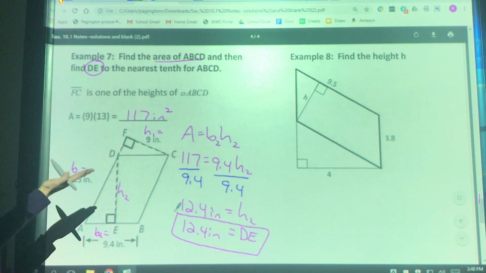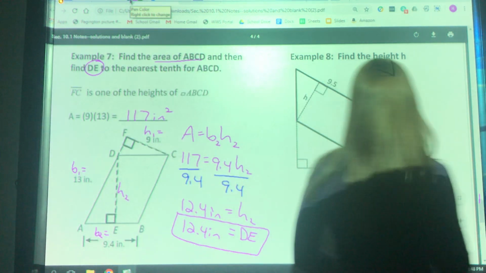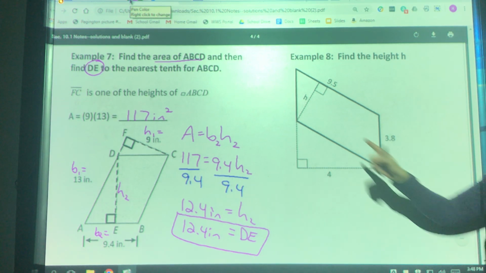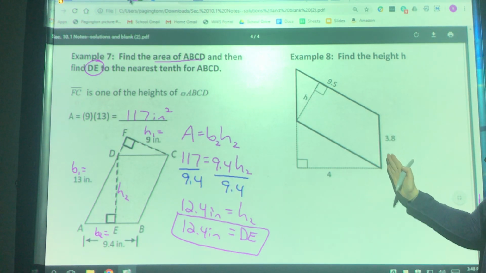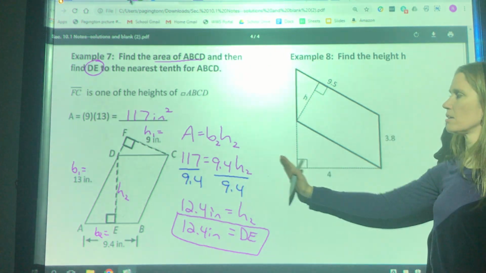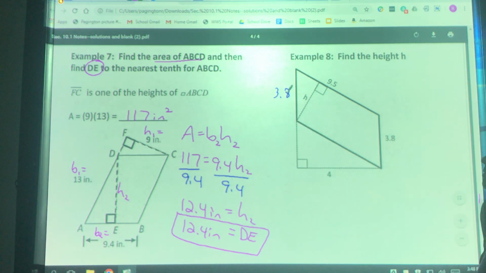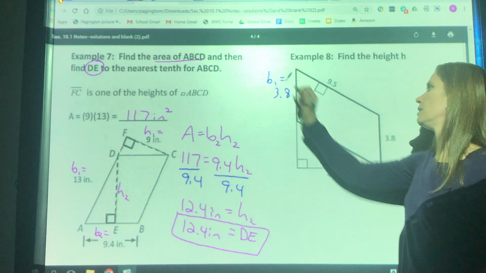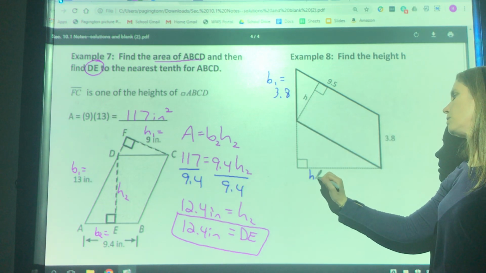Okay. Number 8 is very similar. They just didn't give us a head start here. So if we look at this one, we can see that here's a height and here's a base. And we can see that here's a base and here's a height. If that's 3.8, then that's 3.8, if it helps you to look at it that way. And I can see that this is a base. I'll call that base 1. And this is the height that forms a right angle with that base. So I'll call that H1.